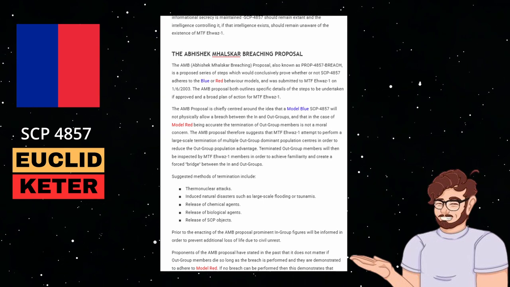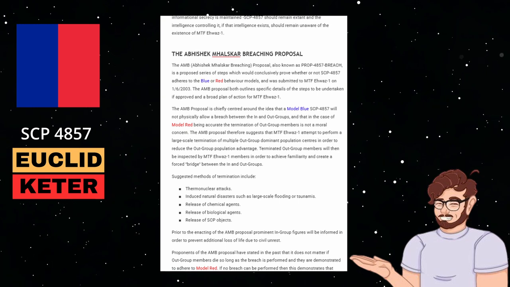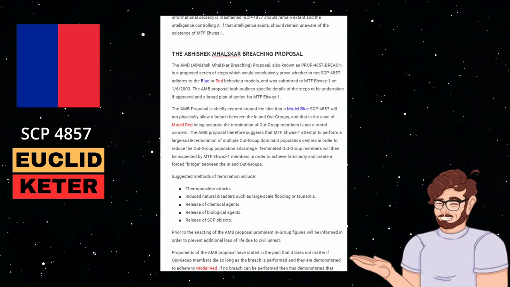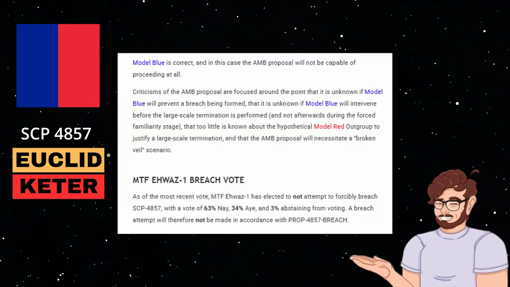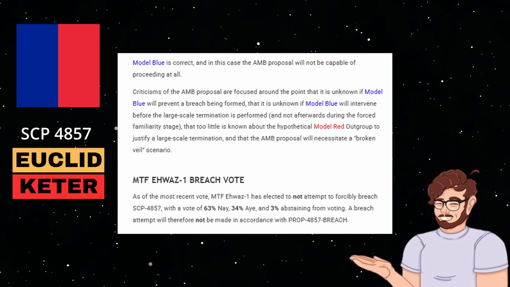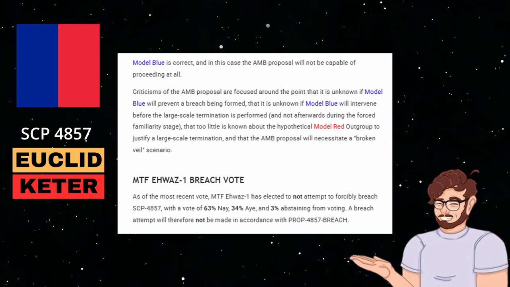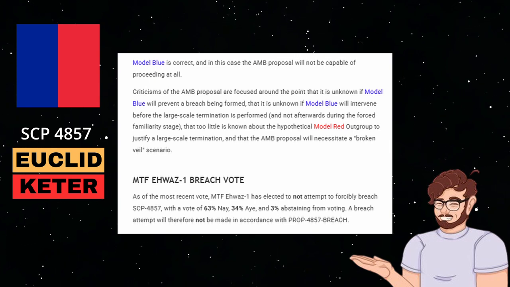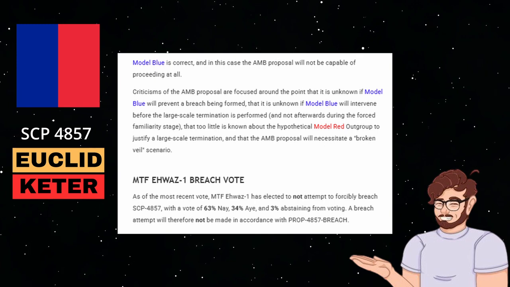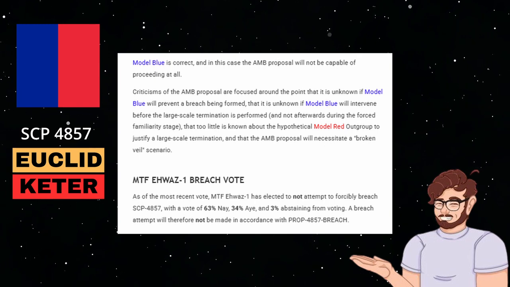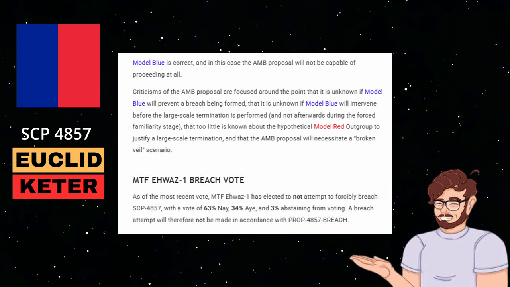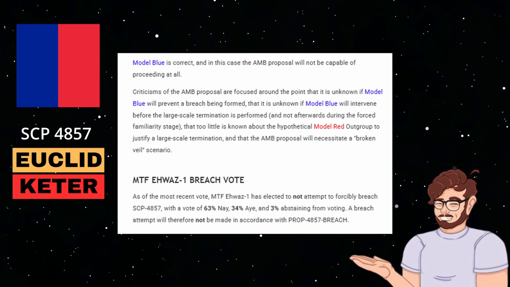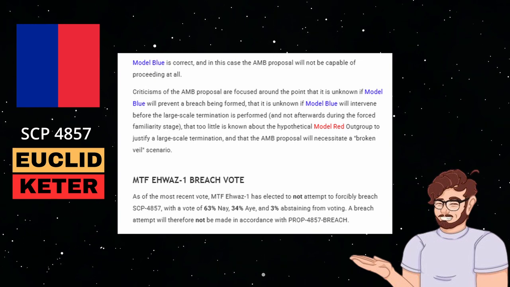Proponents of the AMB proposal have stated in the past that it does not matter if outgroup members die, so long as the breach is performed and they are demonstrated to adhere to Model Red. If no breach can be performed, then that demonstrates that Model Blue is correct, and in this case the AMB proposal will not be capable of proceeding at all. Criticisms of the AMB proposal are focused around the point that it is unknown if Model Blue will prevent a breach being formed, that it is unknown if Blue will intervene before the large-scale termination is performed, and not afterwards during the forced familiarity stage, that too little is known about the hypothetical Model Red outgroup to justify a large-scale termination, and that the AMB proposal will necessitate a broken veil scenario.